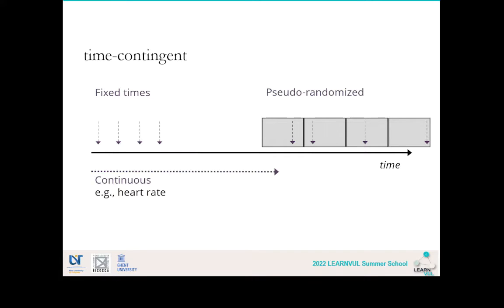And then you have the continuous, which is not really time contingent, it is, but not really. So when you are, for example, measuring heart rate or step counts or something like this, it will be continuous.